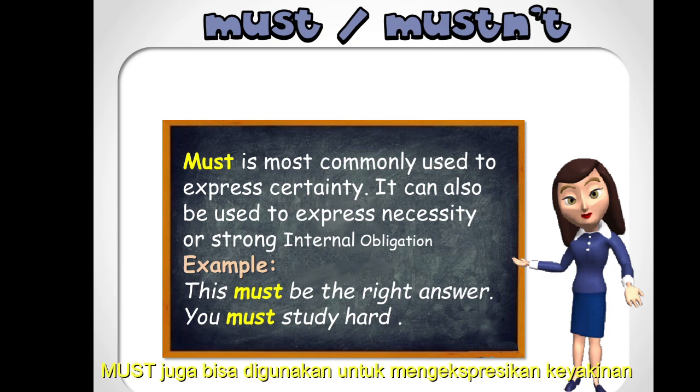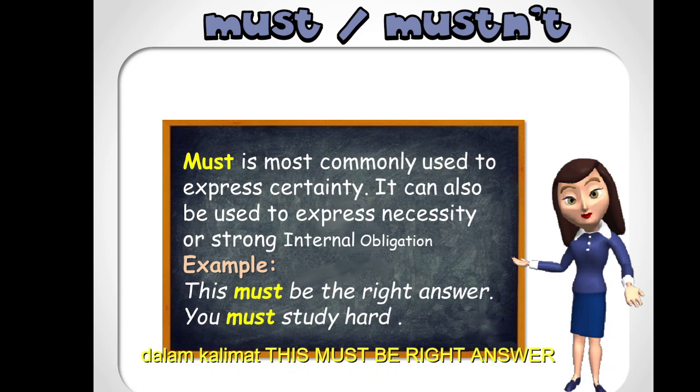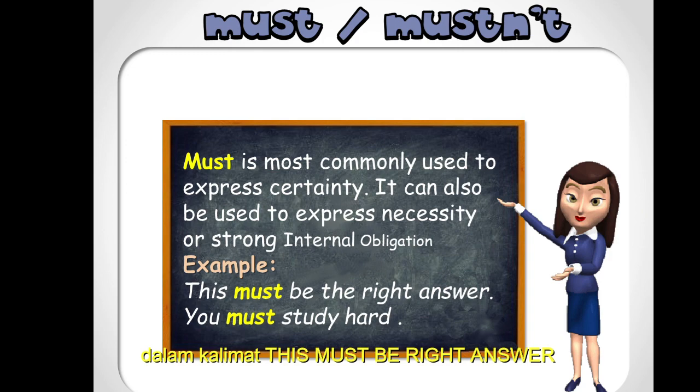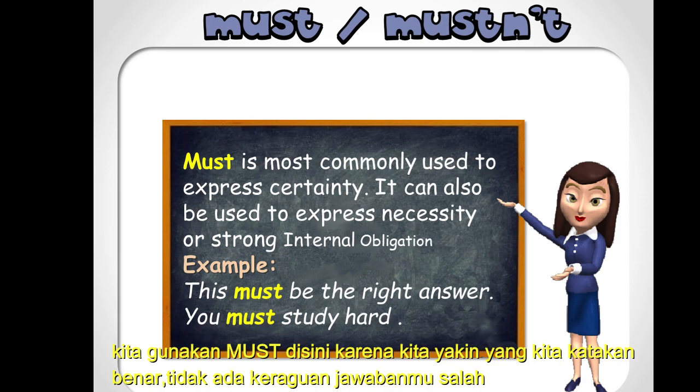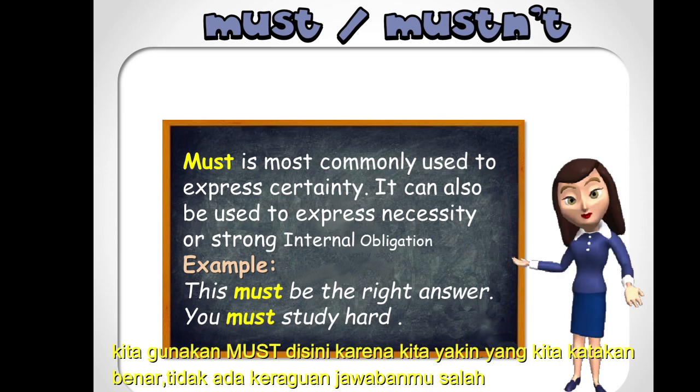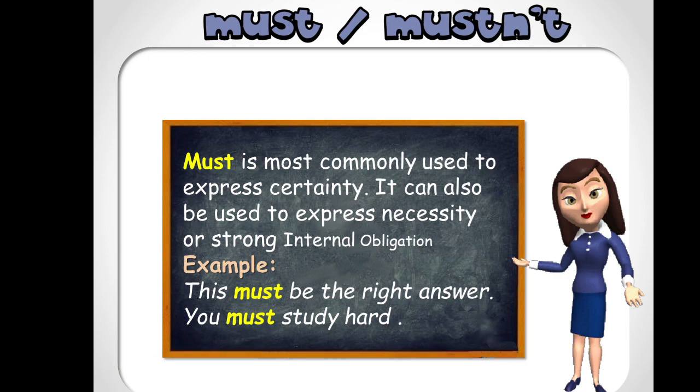And must can be also used to express certainty. For example, this must be right answer. So why you use must? Because you are sure, there is no doubt that your answer is wrong, because you are sure that your answer is correct, because you know the reasons, because you know the theory, and it is fit on that theory. So you are certain. All right?